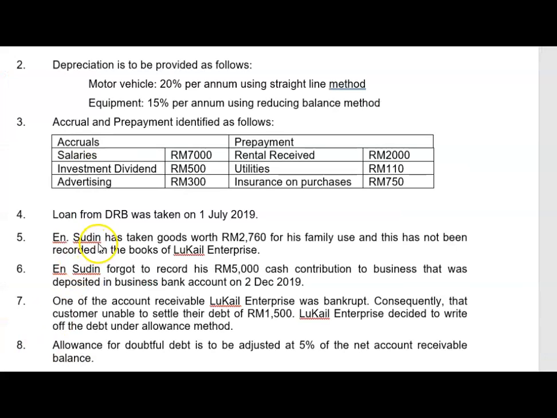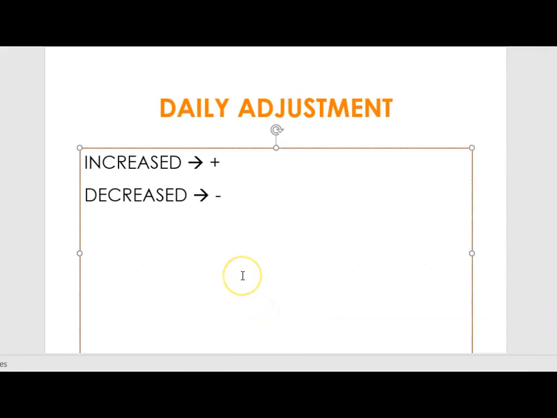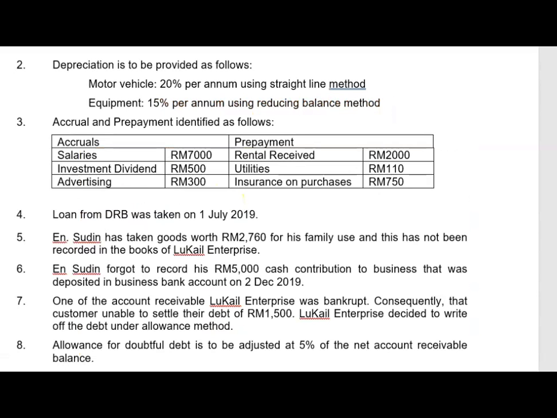Now let's have a look at the other adjustment. We call it daily adjustment. Daily adjustment is actually more or less similar to correcting an error. So correcting an error, you need to use your own knowledge of accounting and transaction analysis, increase, decrease. My tip for daily adjustment: anything that increases need to add, anything that decreases need to deduct. So let's have a look at the questions.